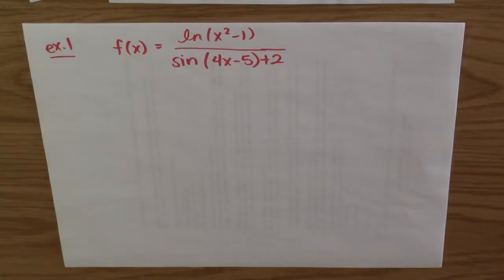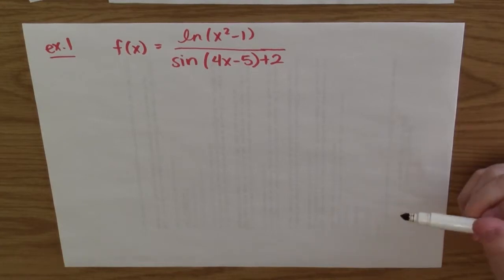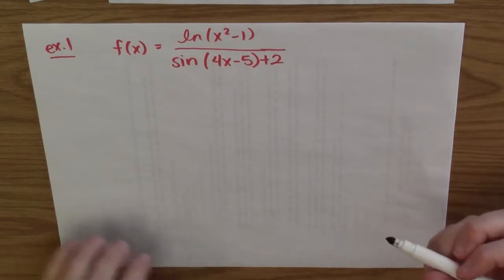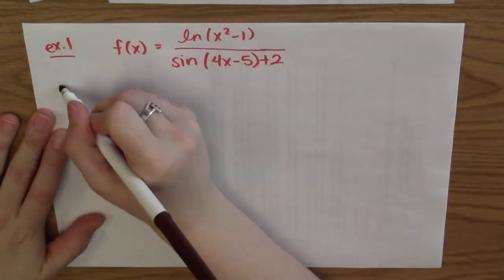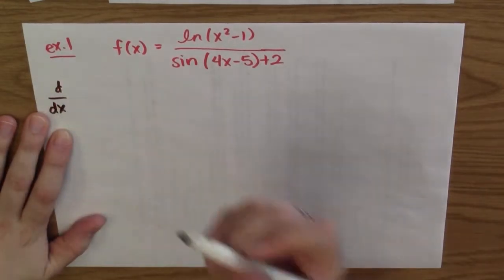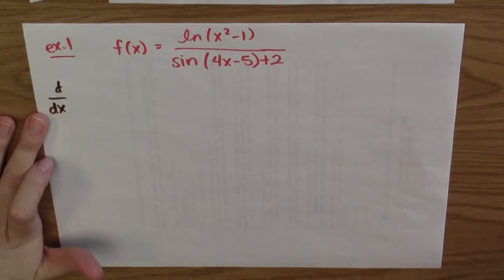Let's get started. Here's our first function. I'm given f of x equals natural log of x squared minus 1 all over the sine of 4x minus 5 plus 2. Let's differentiate this function. So if you are going to try to differentiate it yourself, now's a great time to pause the video.